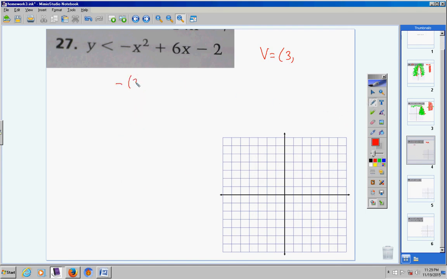Negative parentheses, then 3. Then positive 6, and then 3, and then negative 2. Now students, you do not square the negative sign. You square the 3 first. 3 times 3 is 9. Then bring down the negative sign. 6 times 3, positive 18. Negative 2. I'm going to get out a 7 when I combine these 3 numbers. So there's my vertex. 3, comma 7. So that's going to go right in the middle.